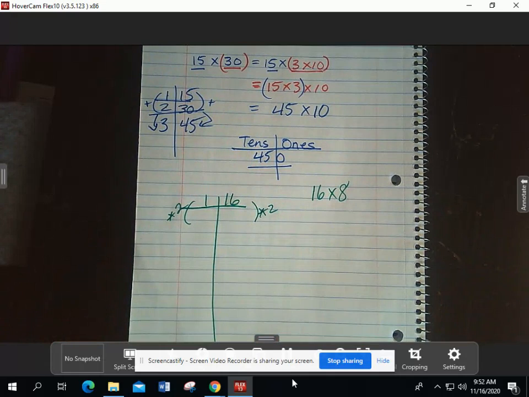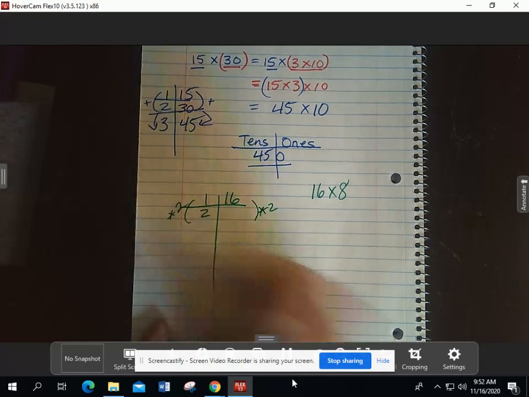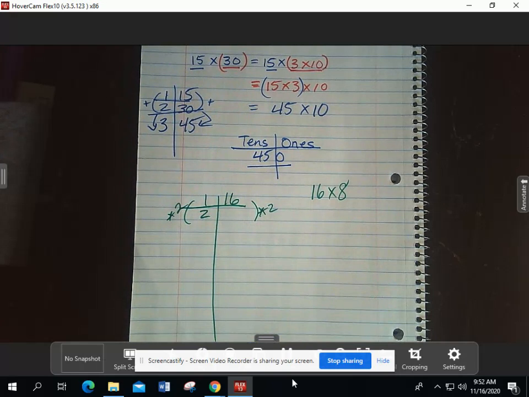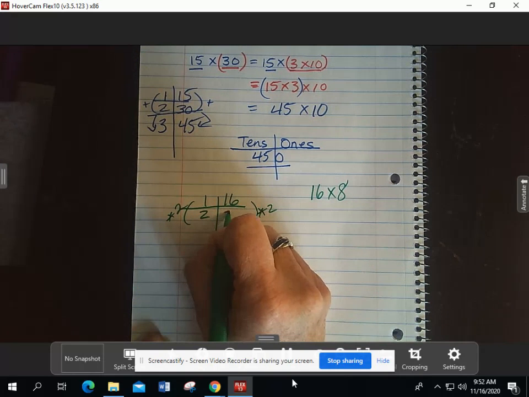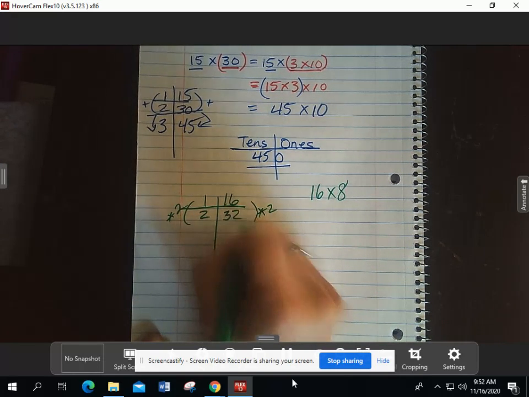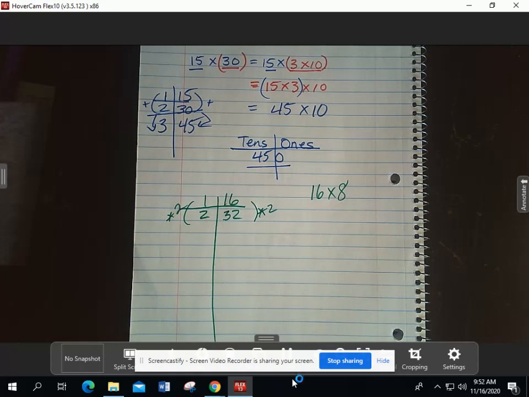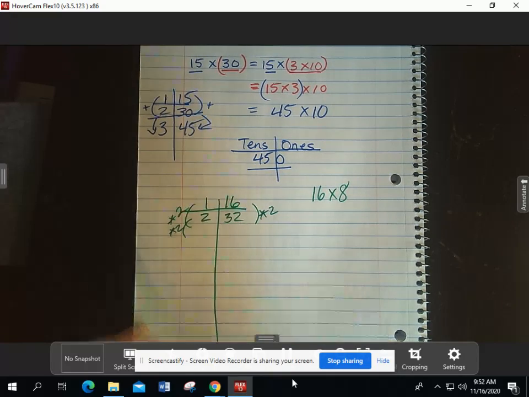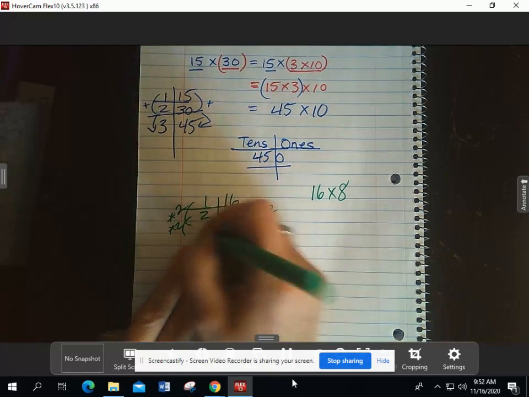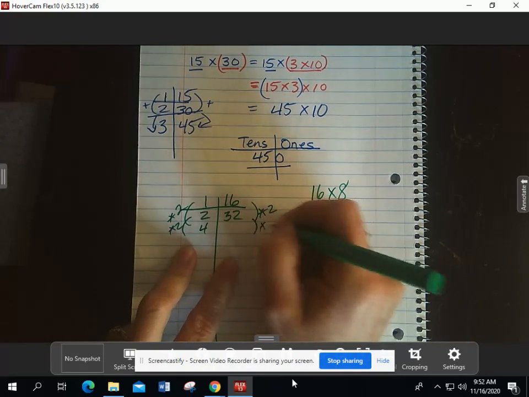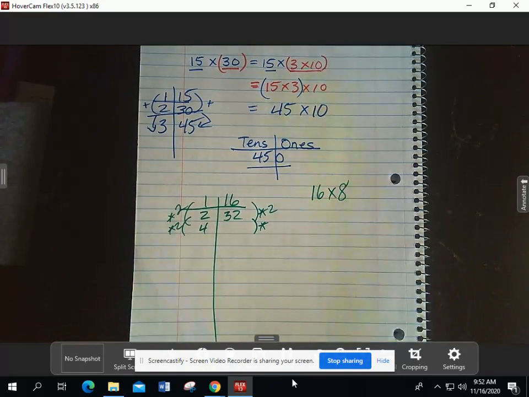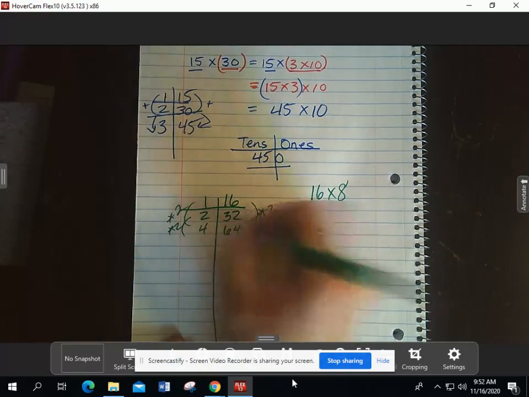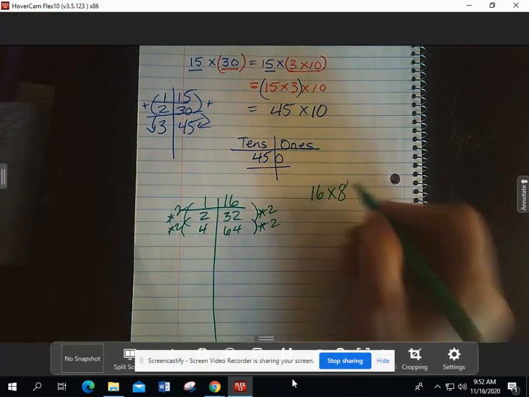What is 1 doubled? David? 2. What is 16 doubled? 32. Okay, well, we're not to 8 yet, are we? But what do we know about 2? Can 2 be doubled? Yes. So let's double 2 again. What is 2 doubled? Millie? 4. What is 32 doubled? Akaya? 64. Well, are we to the 8 yet?